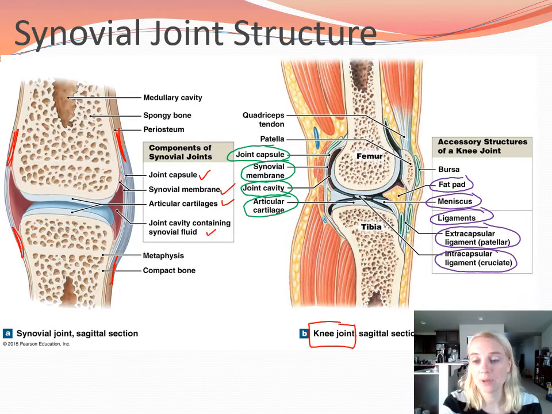And then the last thing that we can see associated with some of our synovial joints are what are called bursa. And there's quite a few. So they've shown one here. There's a couple down here. There's another bursa up here.